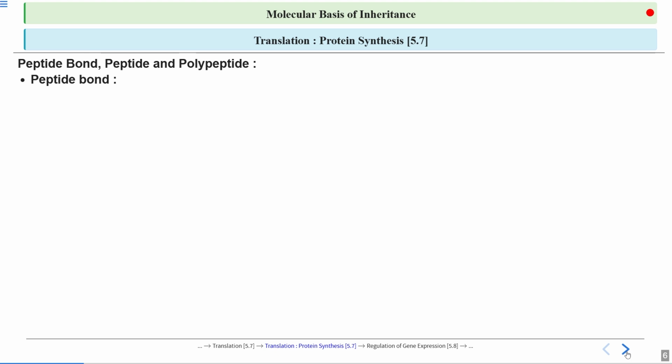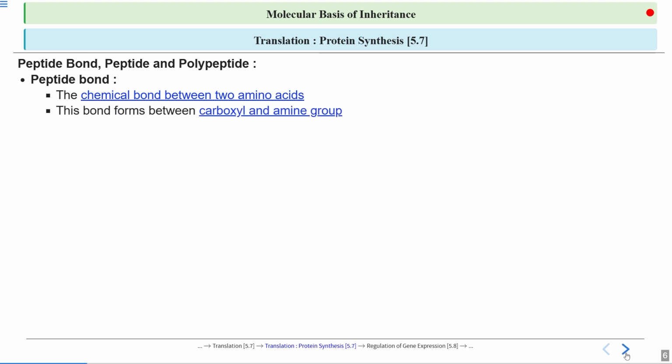So what is actually a peptide bond? I told you, when two amino acids are joined, they are joined by a peptide bond. But what actually is a peptide bond? It is a chemical bond between two amino acids. This bond forms between the carboxylic group of one amino acid and the amine group of another amino acid.